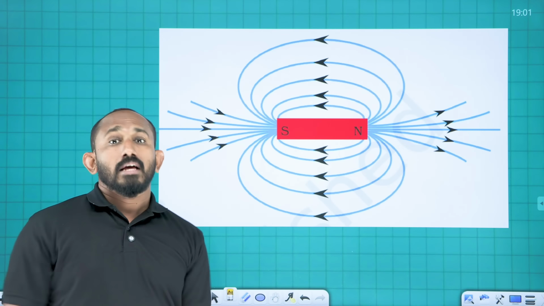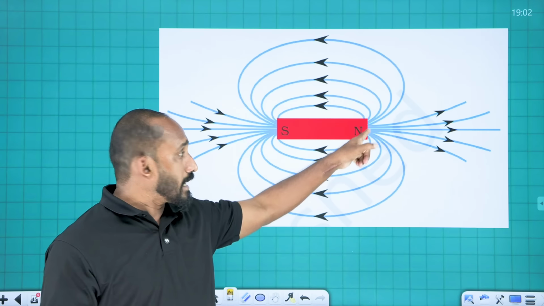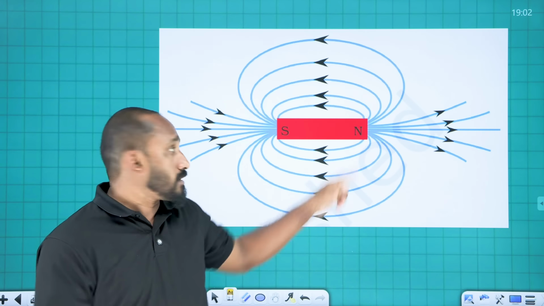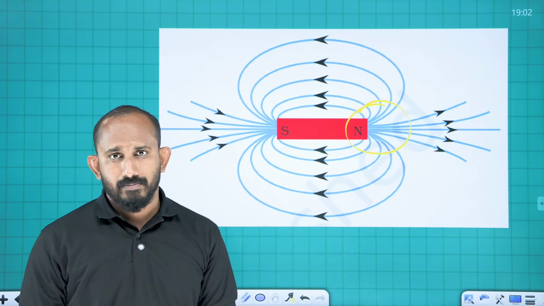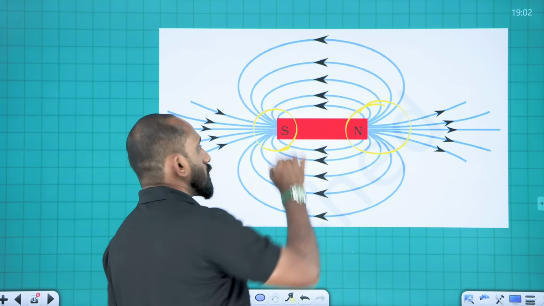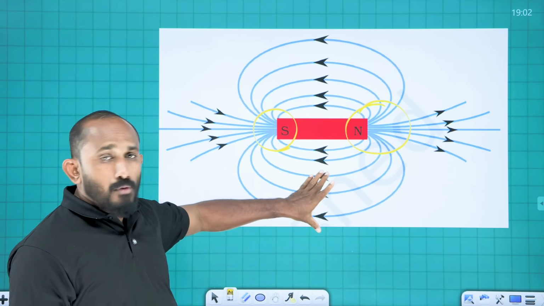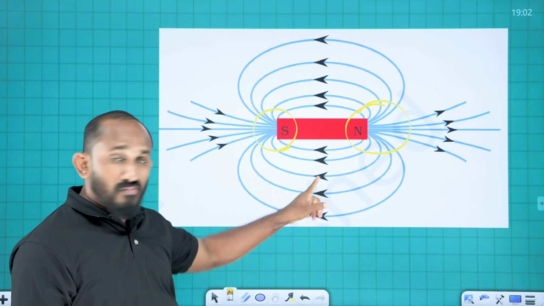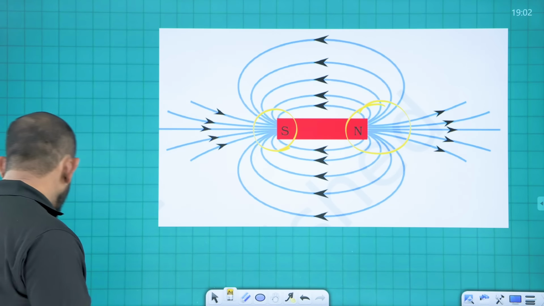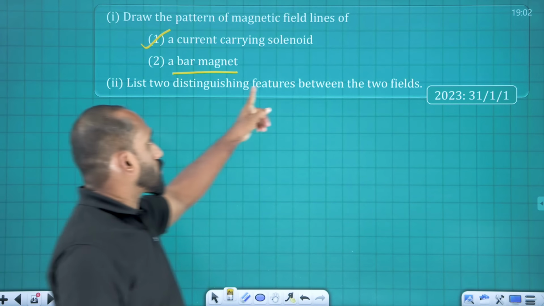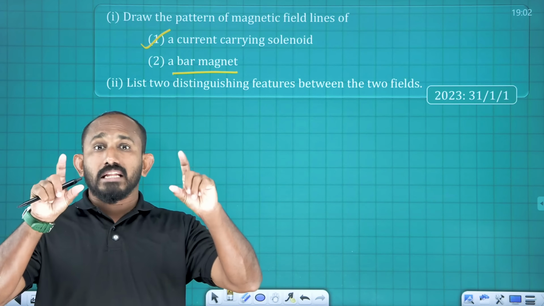And the most important thing, never do two lines intersect each other. So here, see, it is more crowded, but still they are not intersecting. Take utmost care. That's very important. Near the poles, the magnetic field will be stronger. As you move far from the poles, the lines get separated more, which means fewer field lines per unit area. There the magnetic field is weaker. So the bar magnet case you should practice. Then list two distinguishing features between these two fields. A solenoid produces a uniform magnetic field only in the interior region.